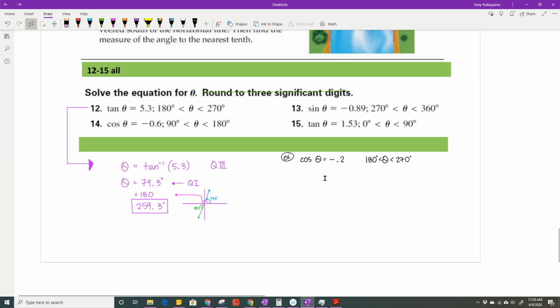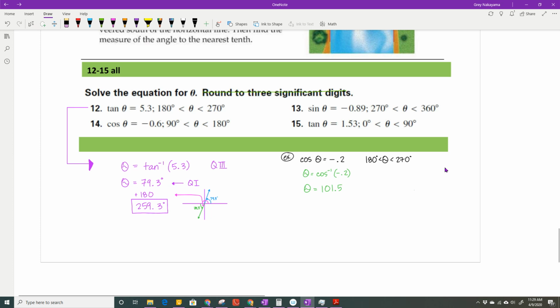Cosine is a little bit harder. So this is where the point of reference angles comes in. Okay, so this particular example, cosine of theta equals negative 0.2. So if I solve that for theta, I have theta equals the inverse cosine of negative 0.2. And my calculator says theta equals 101.5. Well, 101.5 is not between those two values.